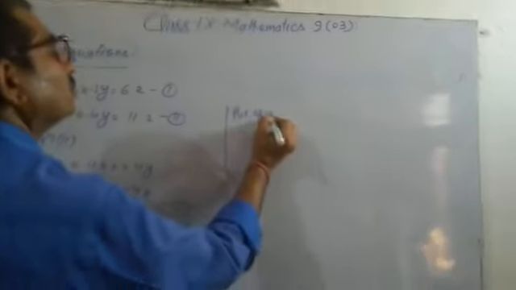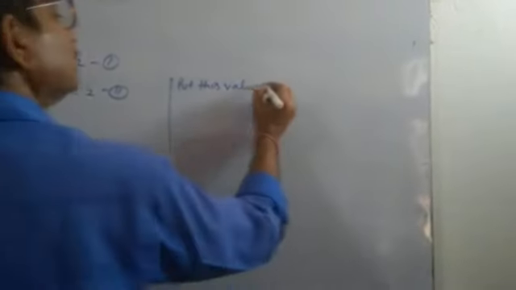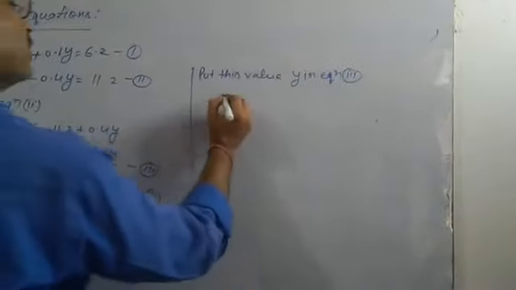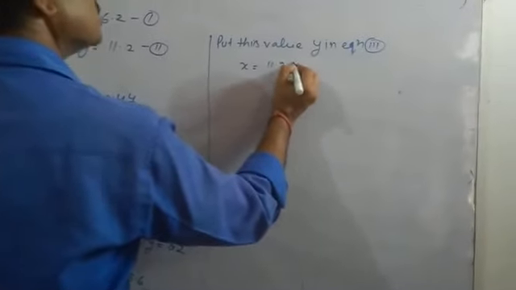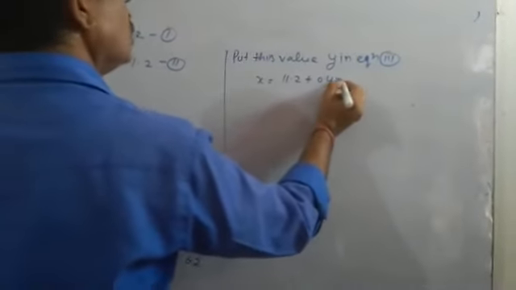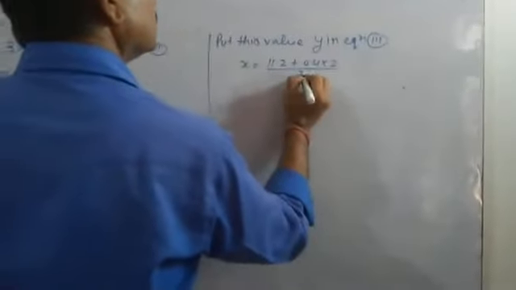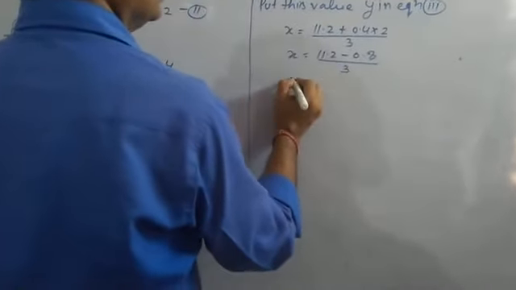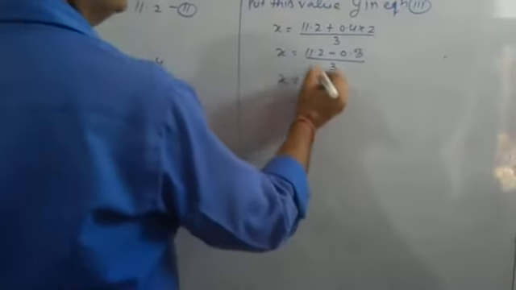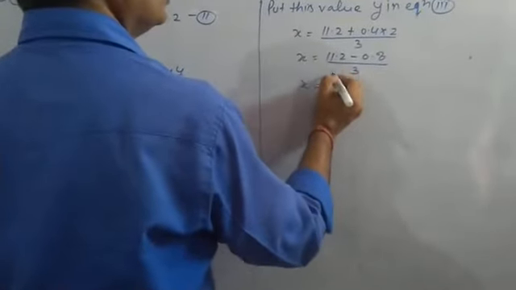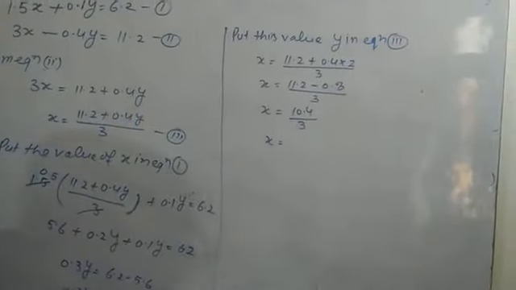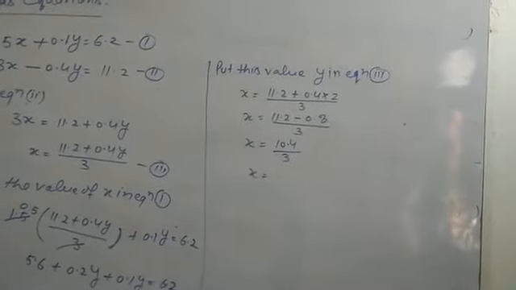Put this value of y in equation third. x equal to (11.2 plus 0.4 into 2) upon 3. x equal to (11.2 minus 0.8) upon 3, x equal to 0.2.